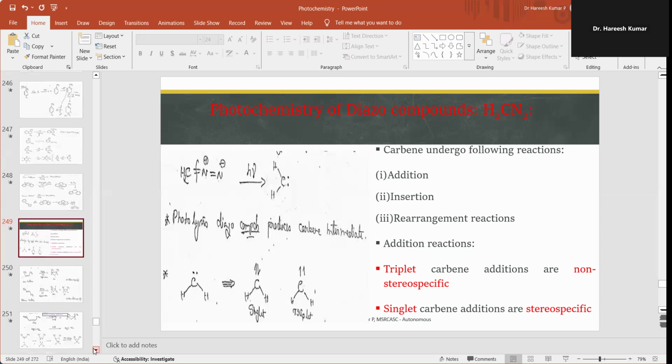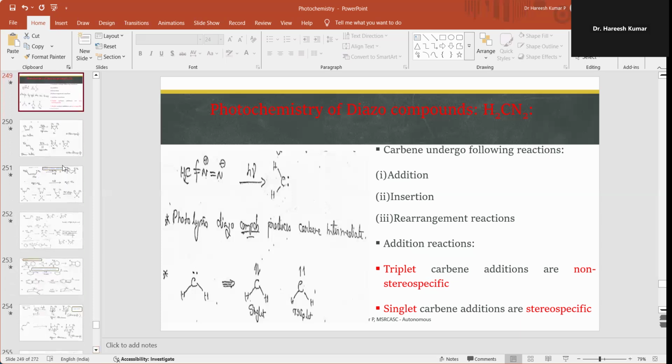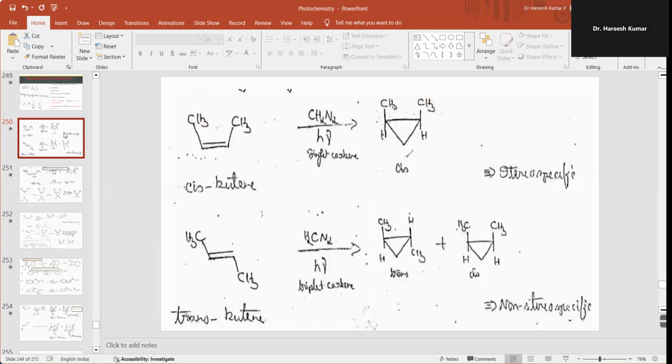In the next slide, I am taking a few examples of carbene addition. Carbene addition means CH2 addition to the double bond. I am taking cis-butene. The carbene is generated in situ, and the product formed is stereospecific. Why is it stereospecific? Because of the retention of configuration of the substrate in the product.